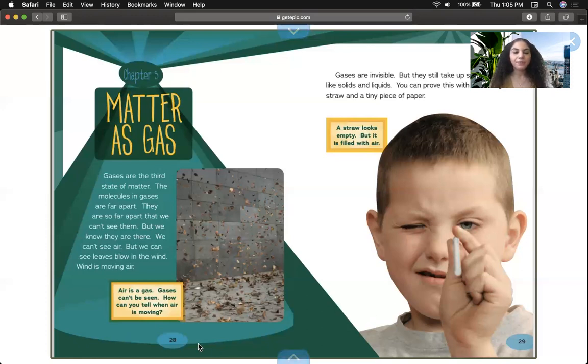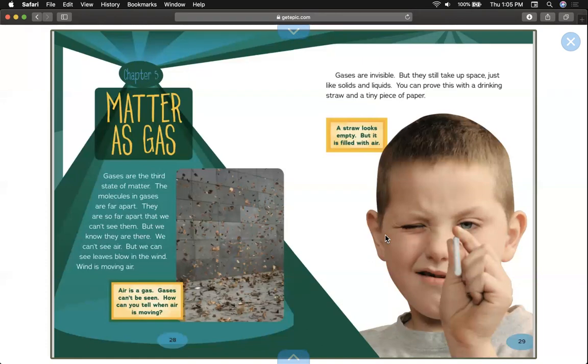All right, so it's chapter 5, matter as gas. Gases are the third state of matter. The molecules in gases are far apart. They are so far apart that we can't see them, but we know they're there. We can't see air, but we can see leaves blow in the wind. Wind is moving air. So, air is a gas. Gases can't be seen. How can you tell when air is moving?